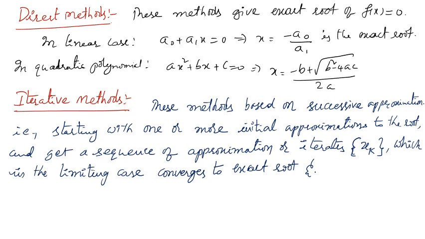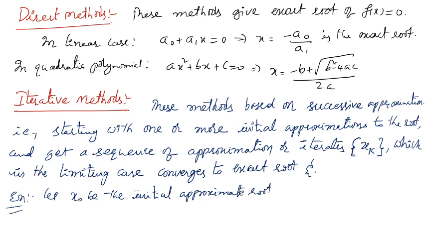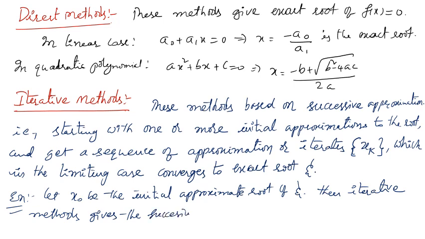Iterative methods means what? For example, let x naught be the initial approximate root of xi, then iterative methods give the successive approximations x1, x2 and so on, xk and so on, such that the limit as k tends to infinity of xk goes to xi.